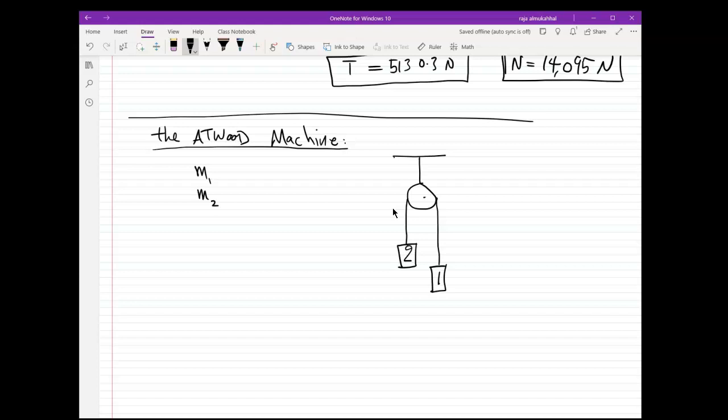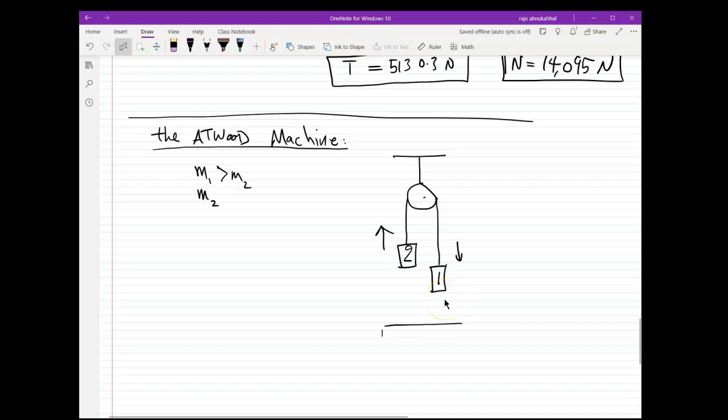What I'm interested in is, suppose that M1 is greater than M2, slightly greater. So what's going to happen? M2 is going to move up and M1 is going to come down, until it hits the floor. Suppose that the floor is here. So M1 is going to come down and M2 is going to go up. As it's coming down, it's actually accelerating until it hits the floor, and M2 is going to go up. So they both will be accelerating here.